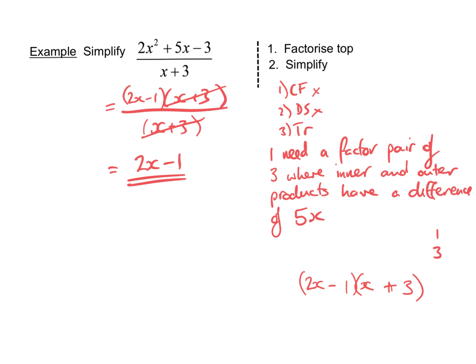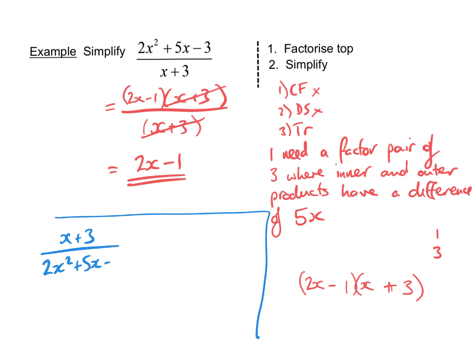Just worth noting that if the question had been slightly different, and say it had been the other way around, where we have x plus 3 over 2x squared plus 5x minus 3. Now the factorising would still be the same, so it would still be just x plus 3, that would stay as it is, and the bottom part would be the 2x minus 1 and the x plus 3, just exactly the same as it was up here, just these two are the other way around.